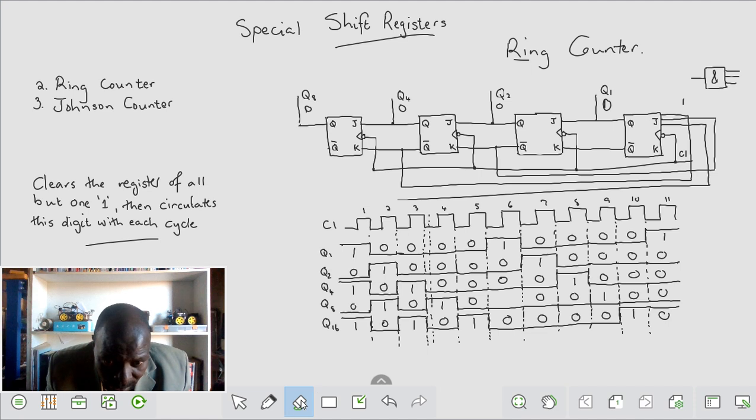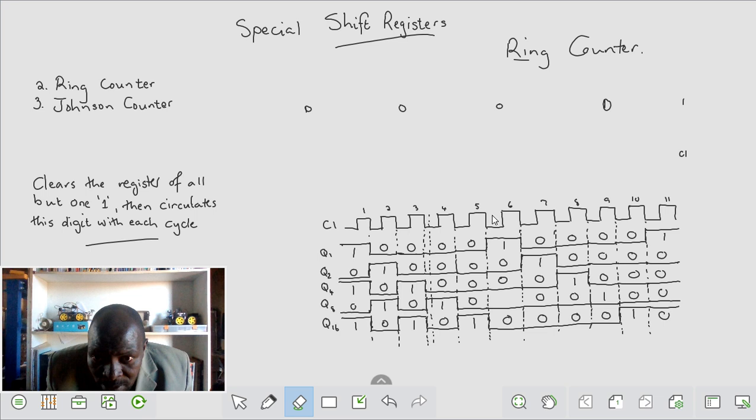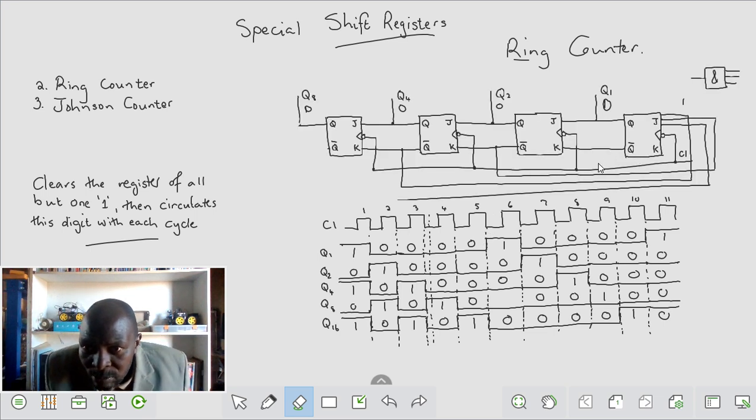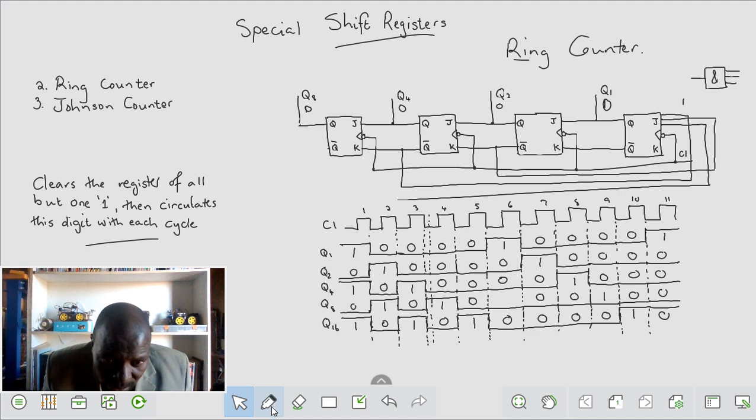Let me rather change this and get rid of that once. Okay. Oh, it is all grouped together. Always happens to me. My kind of luck. Now ungroup this and then try again.